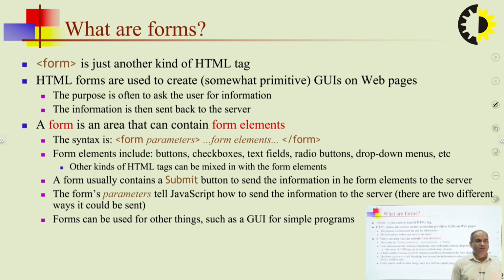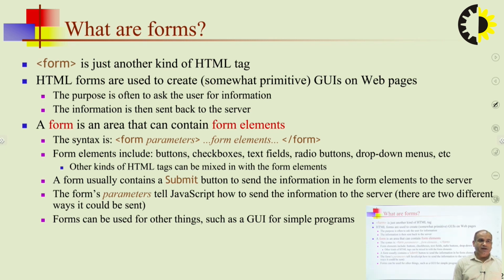The syntax for form is the form tag, then its parameters, or we can say attributes. Then form elements are there. A number of form elements are there, which include buttons, checkbox, text field, radio button, drop down menu, as well as other kinds of HTML forms that can be mixed in form elements. And once the form tag is started, it has a pair tag, so that the form tag will be closed.